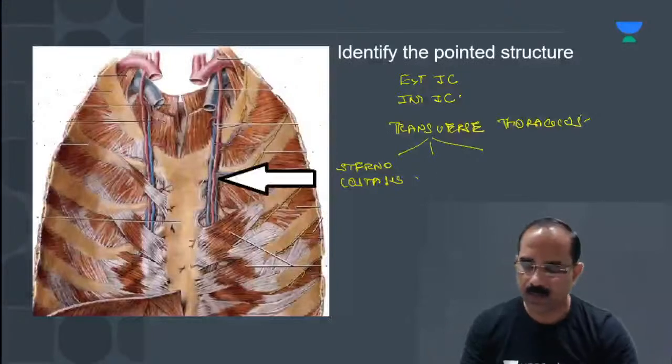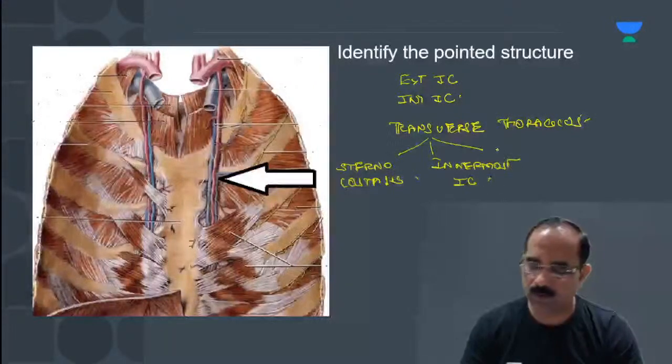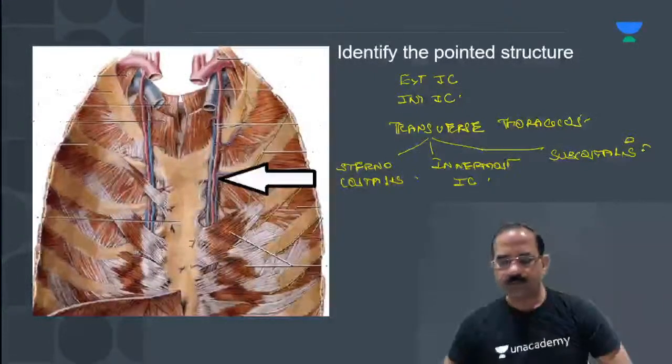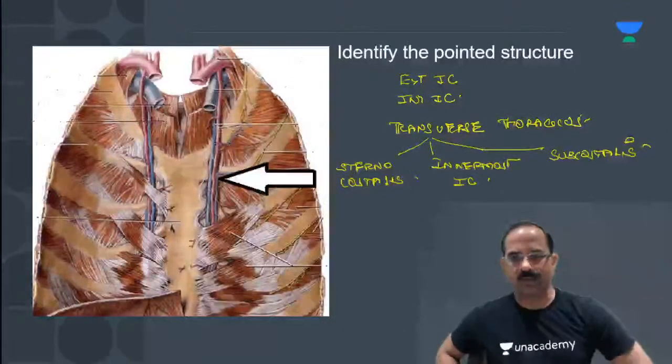This is in front. The next one is the innermost intercostal, and the third one is the subcostalis. Sternocostalis, innermost intercostal, and the subcostalis.